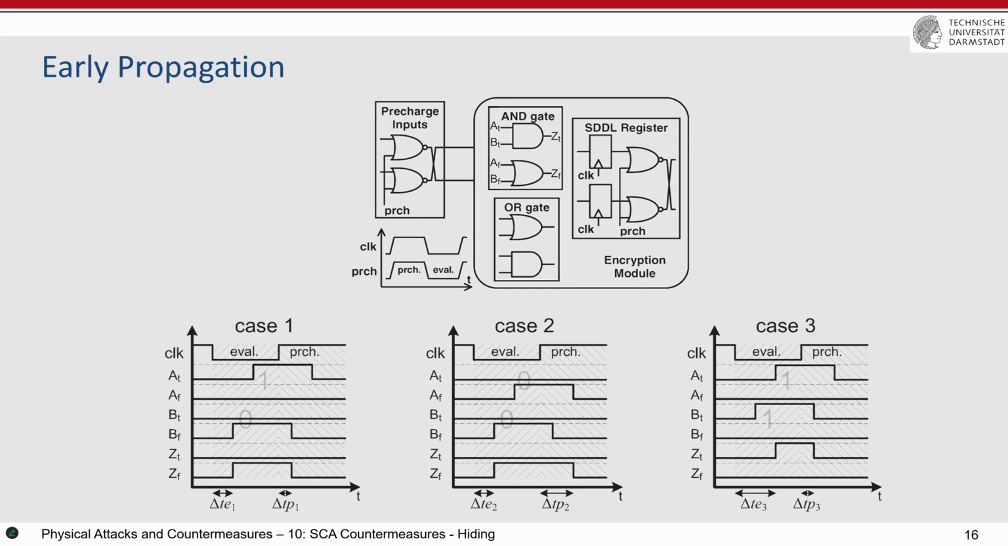Good. Now, here we suppose that we are in the evaluation phase, and here pre-charge, and here pre-charge. We have 3 cases. In one of the cases, A is 1 and B is 0. And here in the second case, both of the inputs are 0, and here both of the inputs are 1. And we suppose that there is no difference between the delay of true and false.